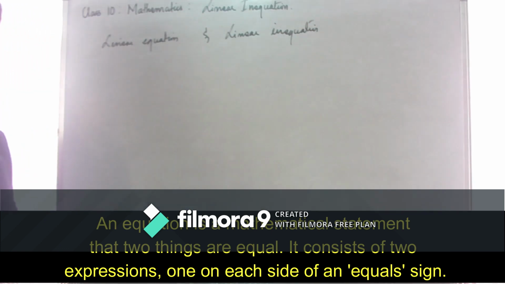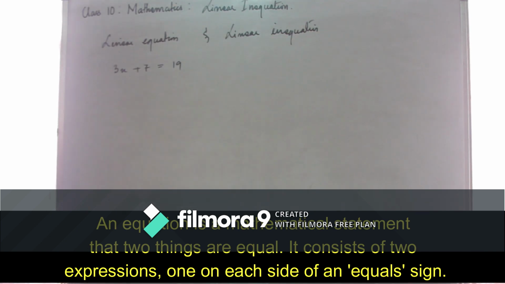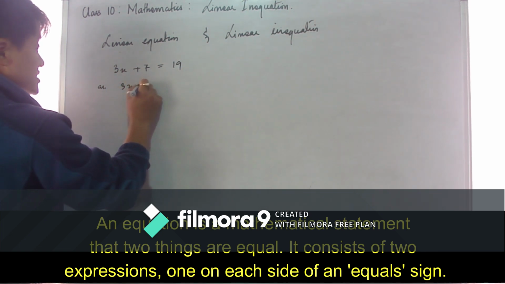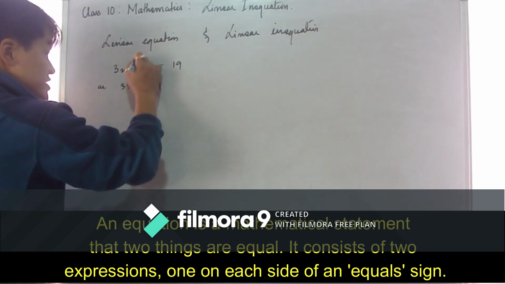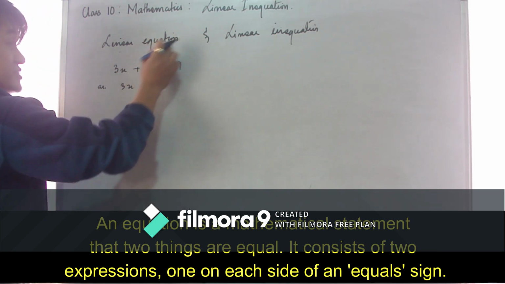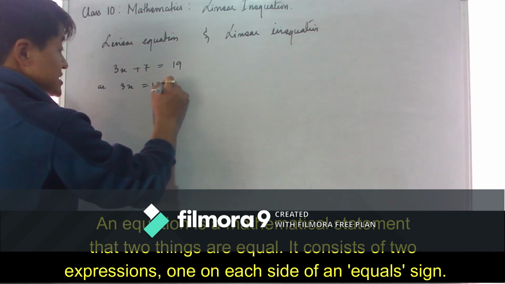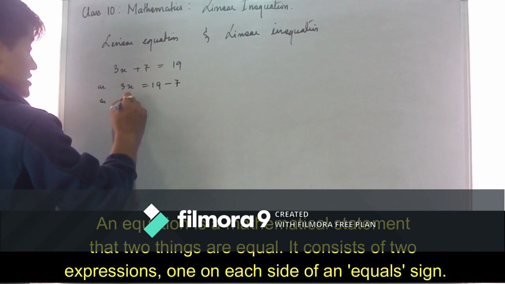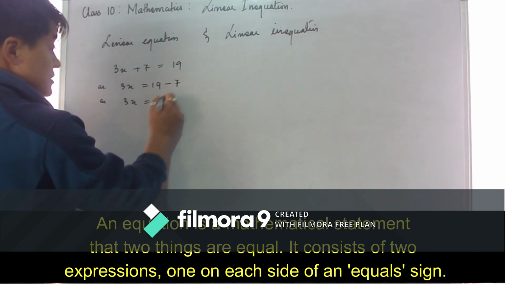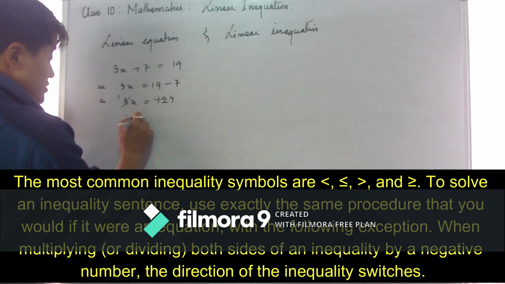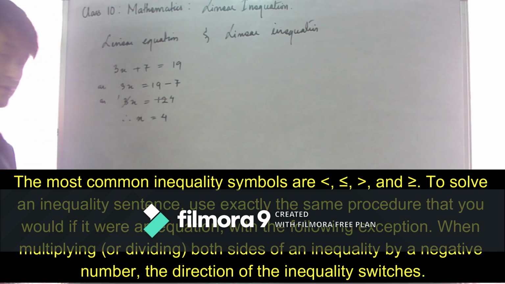Linear equation and linear inequation. 3x plus 7 is equal to 19. I'll solve it: 3x is equal to 19 minus 7. When a term goes from the left hand side to the right hand side, its sign will change, plus will become minus 7. So 3x is equal to 12. 3 1s are 3, 3 4s are 12, therefore x will become 4.